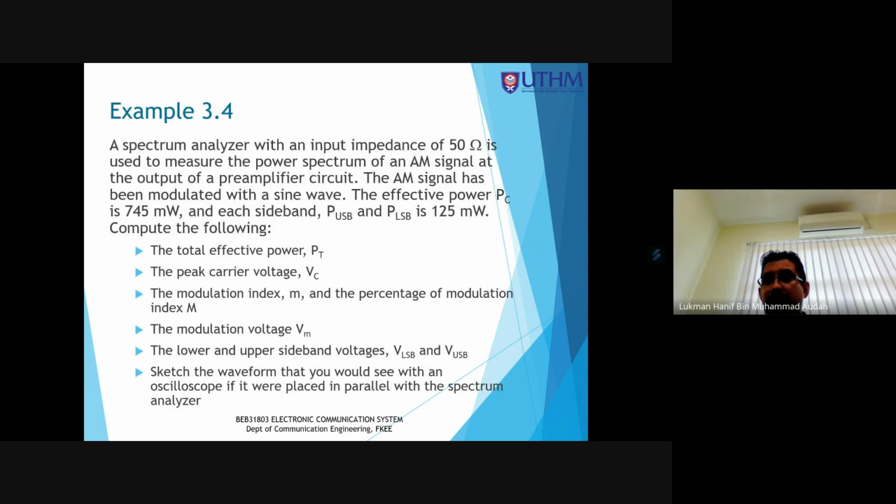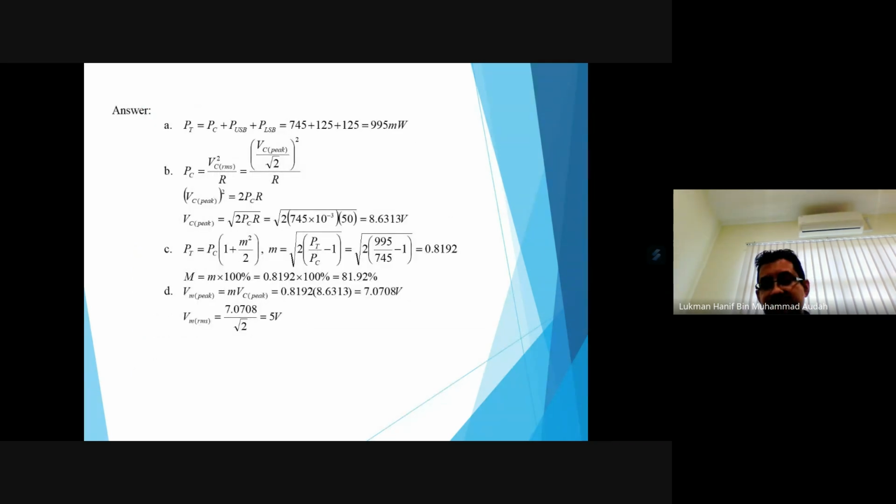Example 3.4. This is also a good example for the exam. So let's try to do this together, although the answer is already here.